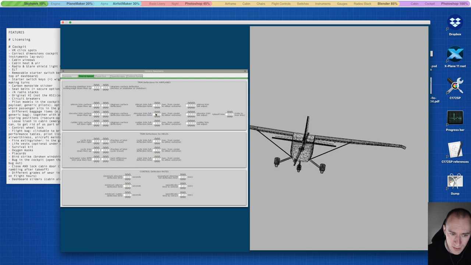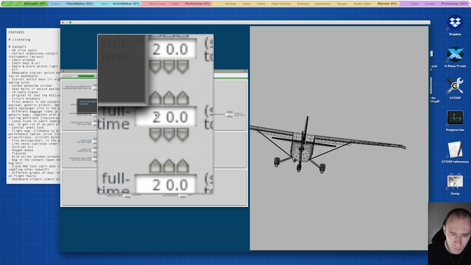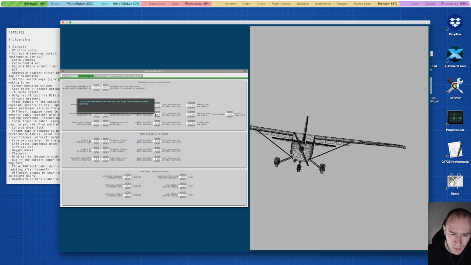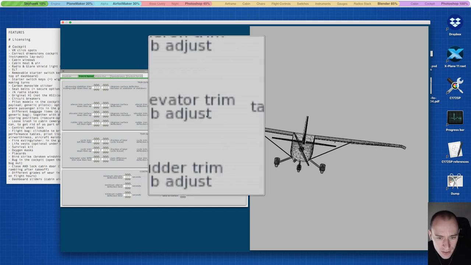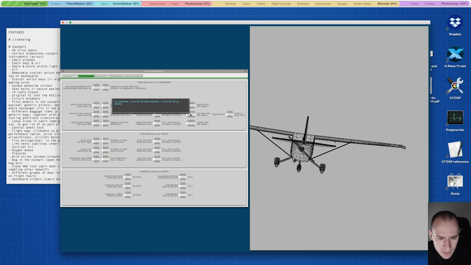Elevator trim time. That's actually interesting because I noticed for some airplanes, I don't know if it's the 170 or the full 172 of Laminar or the Airfoil Labs, that the trim speed was much too quick. And this is actually where we can change that up. That's cool. Elevator trim tab adjust. 0 is centered, full down, plus is full up.